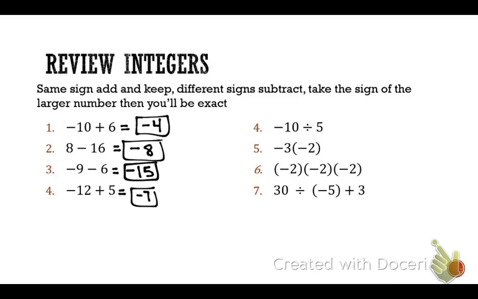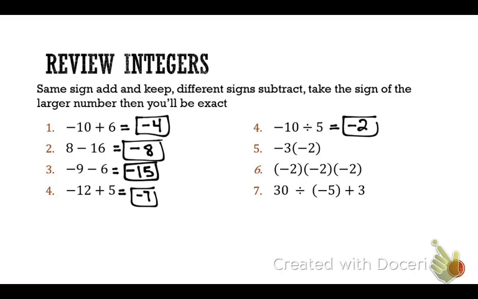All right, so on number 4, how many negatives do you see? 1 negative. And because 1 is odd, my answer will be negative, okay? So then I just divide it. What's 10 divided by 5? 2. So my answer is negative 2, all right?